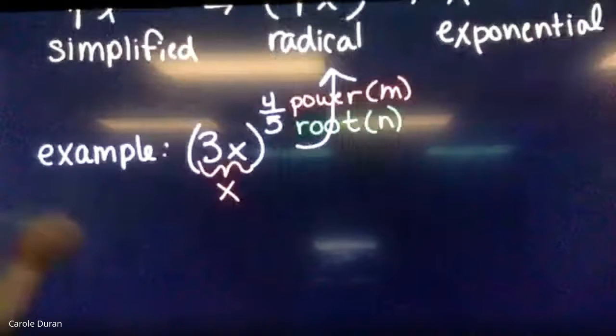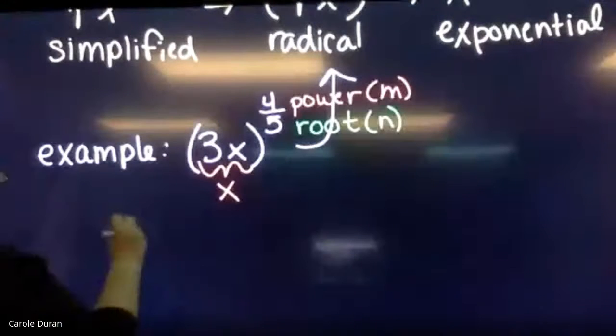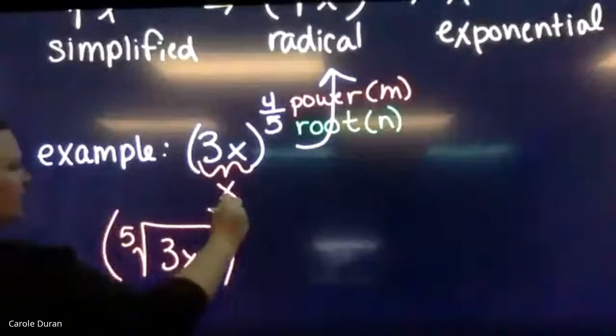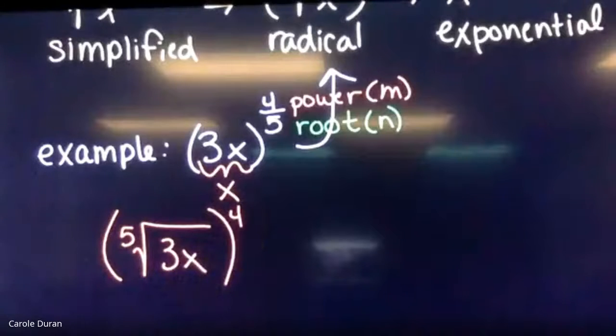So then when I rewrite this, it's going to be the fifth root of 3x all taken to the fourth power. We're just going to write stuff out like this. We're going to convert it between the different forms. Of course, in the end, we will simplify it as well, but we're just going to start this way. Does this mean we have to solve it too? We will, yes. Does that seem overly difficult to anyone?